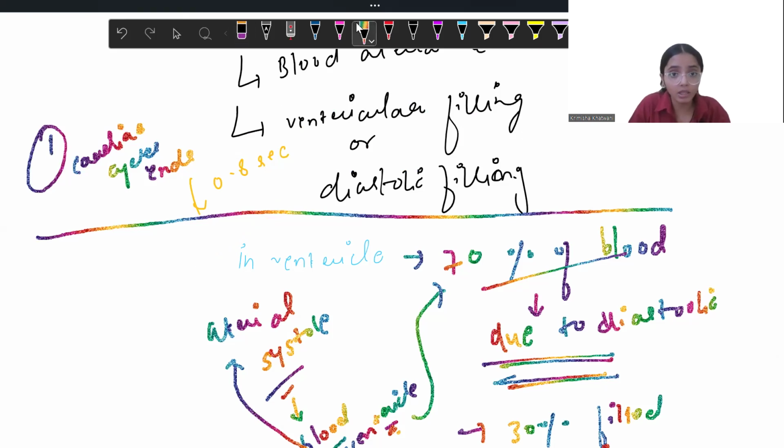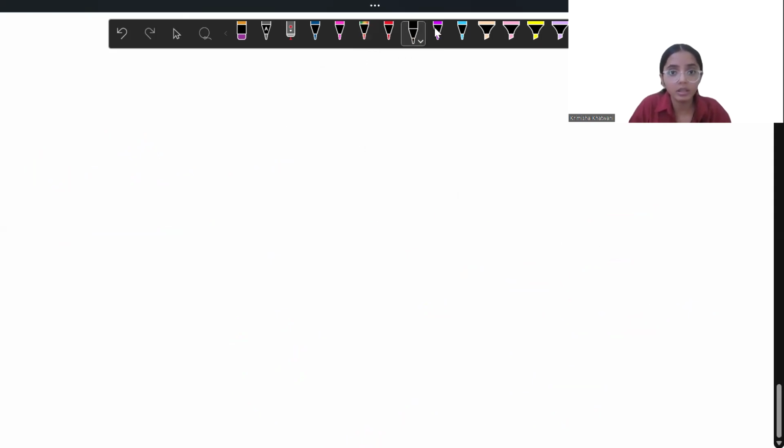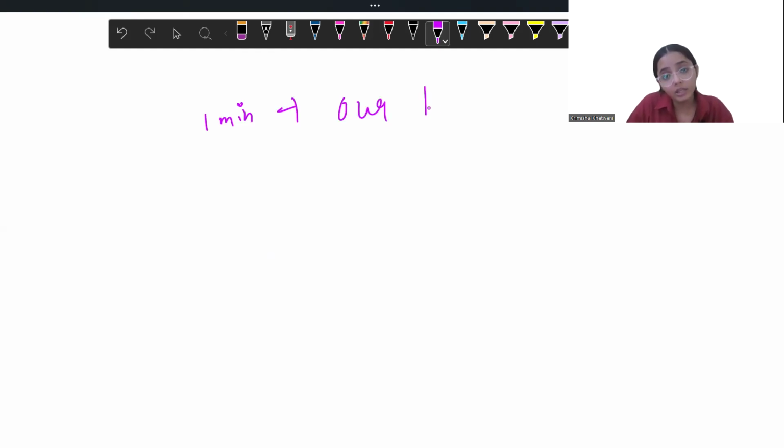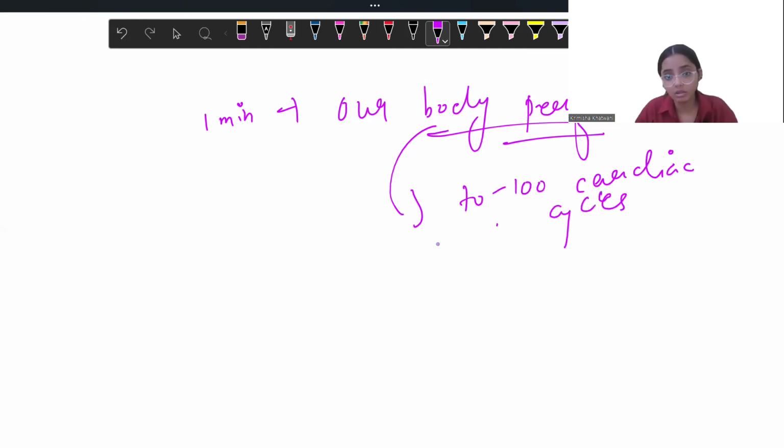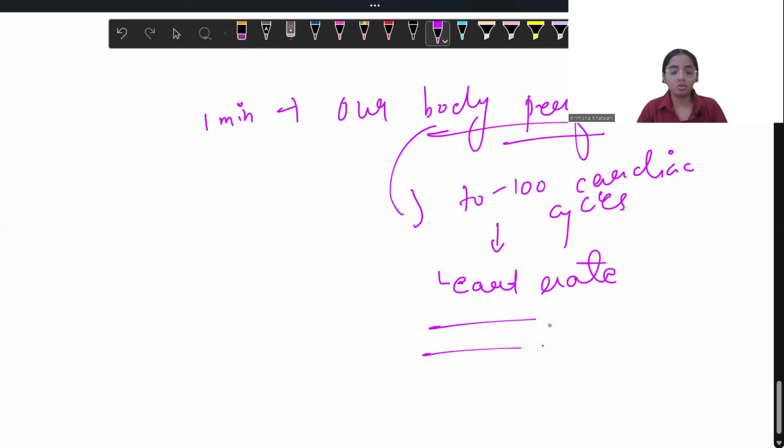So in 1 minute, our body performs 70 to 100 cardiac cycles. And this is nothing but heart rate. Okay, understood. So this was about the cardiac cycle.